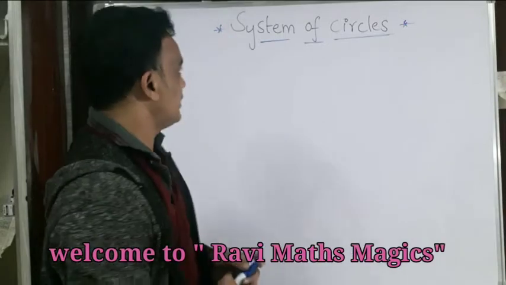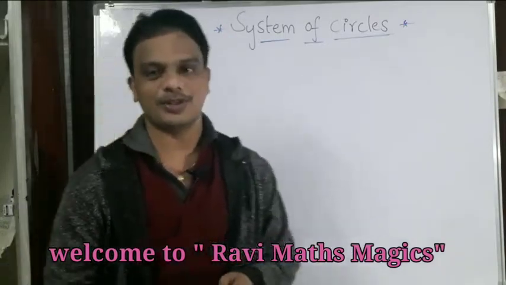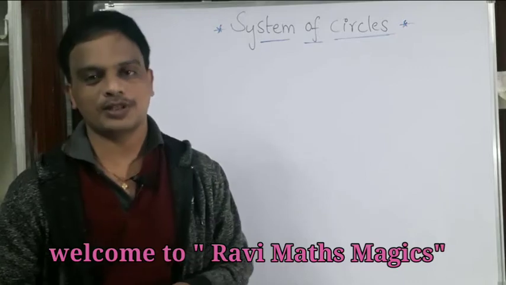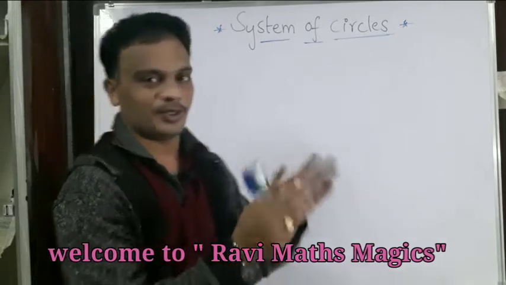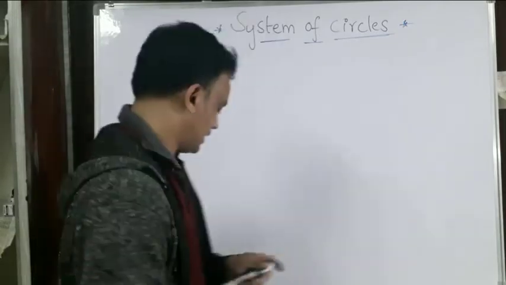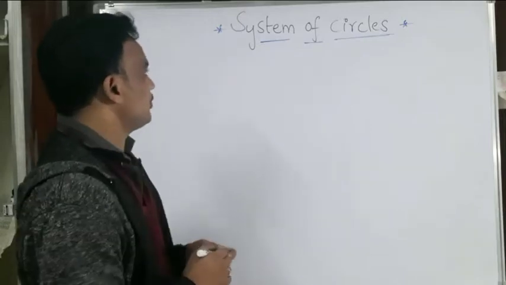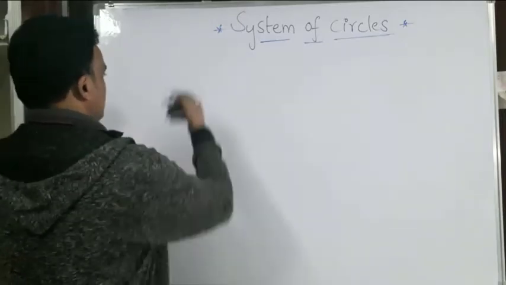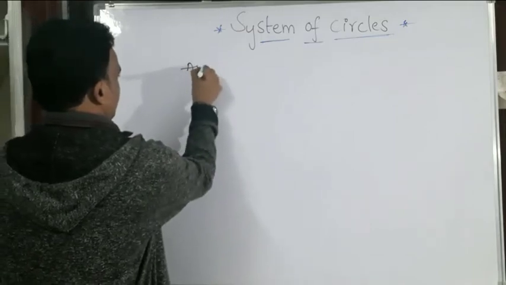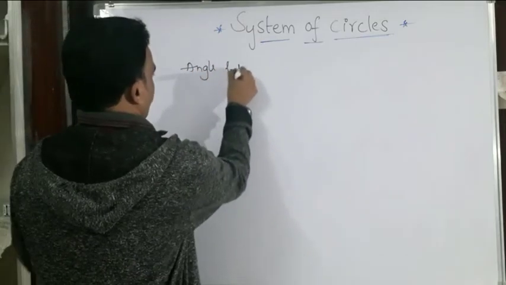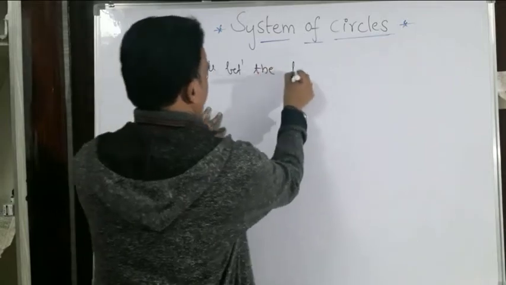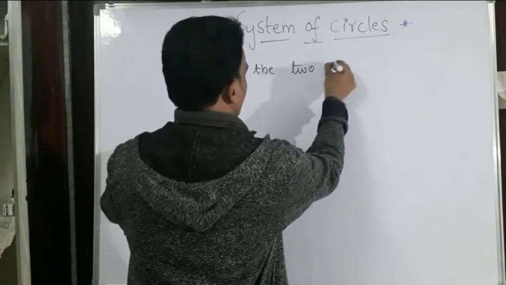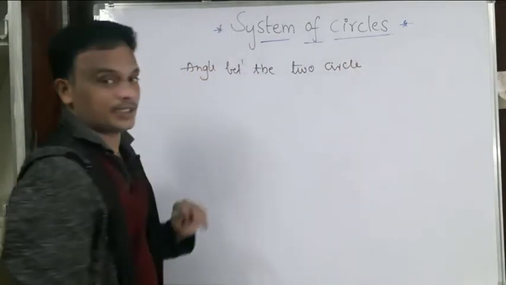So let us see, today's topic is system of circles. When two or more circles are given, what are the relations between the circles? Let us see. First of all, from the system of circles, I am going to find the angle between the two circles. So my topic is angle between the two circles. Two intersecting circles.